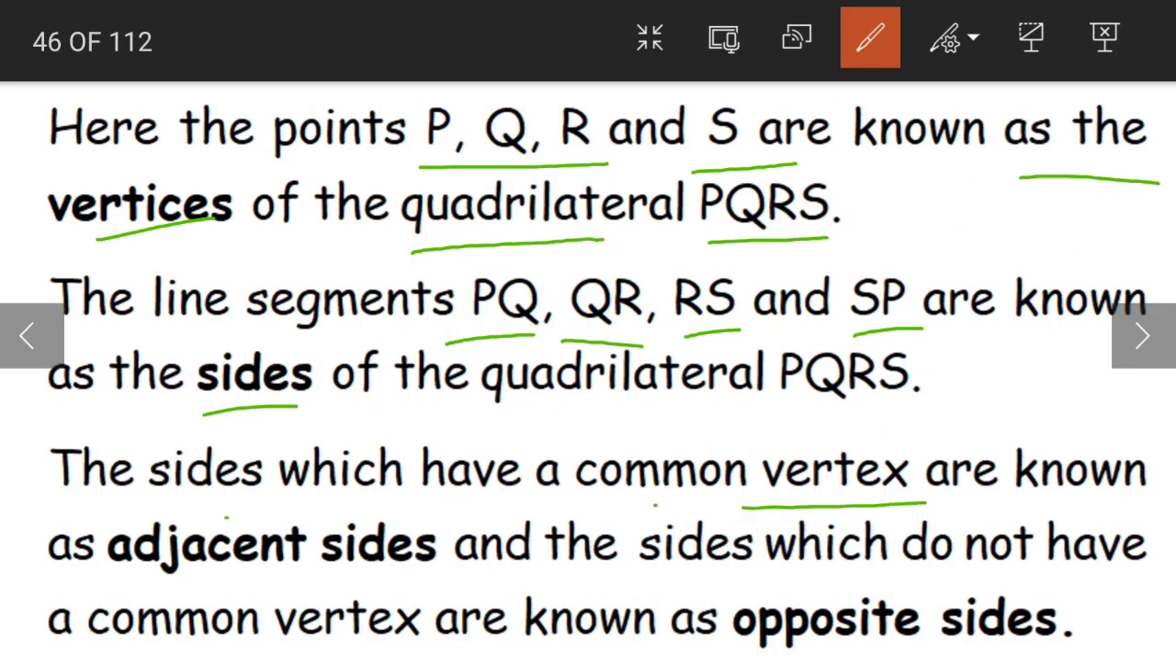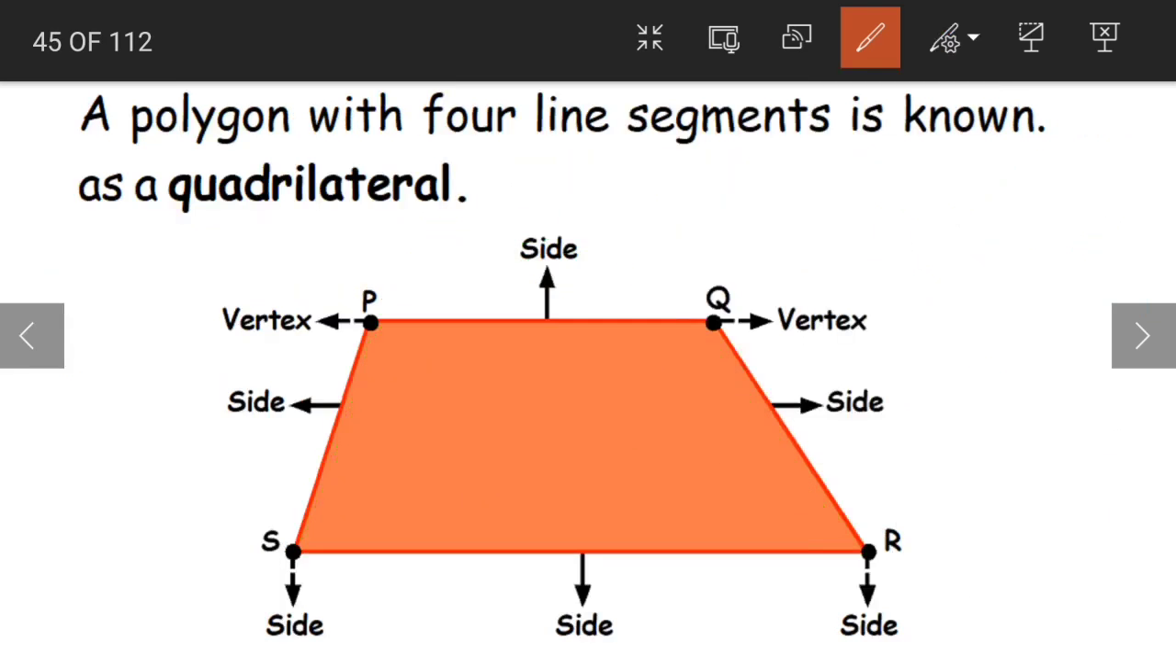The sides which have a common vertex are known as adjacent sides. Now what is this? Which have a common vertex. For example, if we look at PQ and PS, what is their common vertex? They have the same vertex, that is P. They both are joining at P. So such sides are known as adjacent sides. Adjacent. These two sides are joining together. They have a common vertex point, that is point P. So such sides are known as adjacent sides.